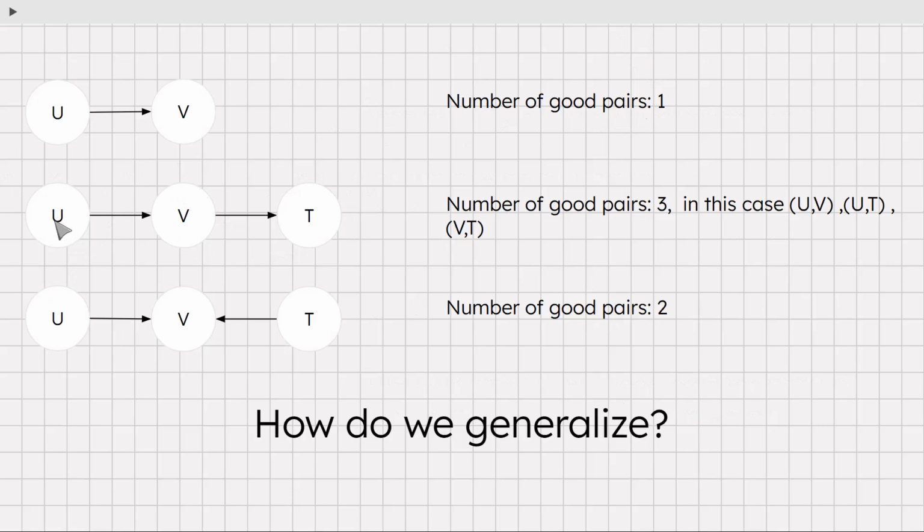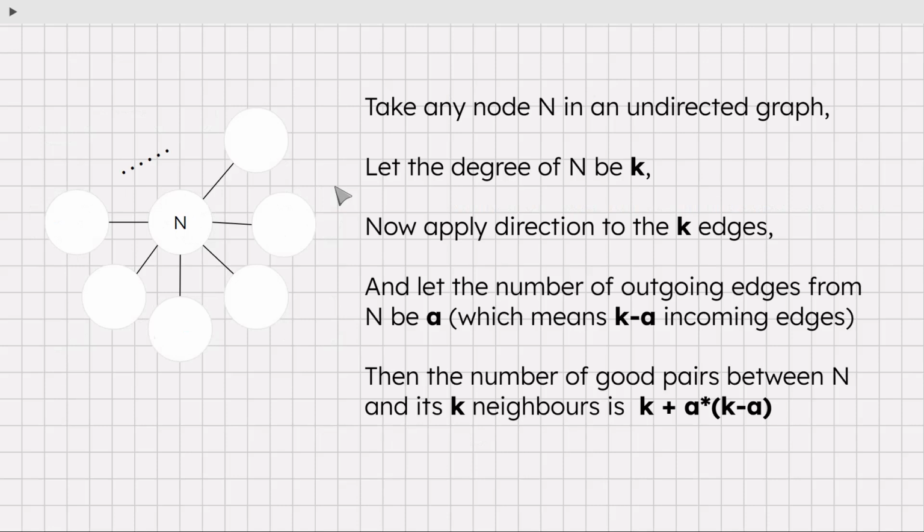So this is one of the neighbors, this is node n, and t is the other neighbor. Of course, n is in the middle. We have one going into n and one coming out of n. Remember, here we have three good pairs because this n, here it is v, acts as a middle node connecting the two neighbors.